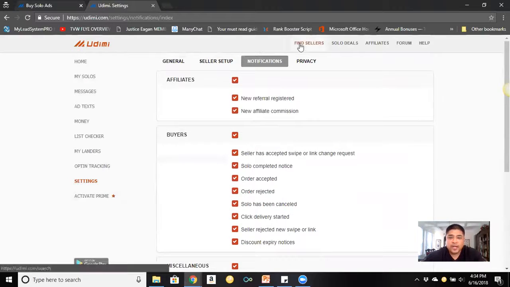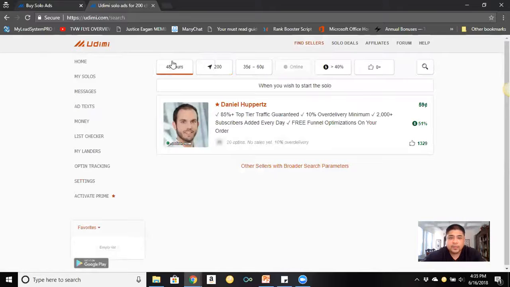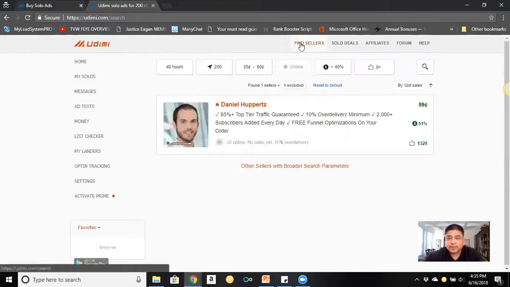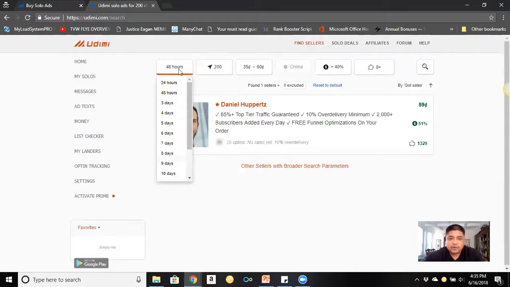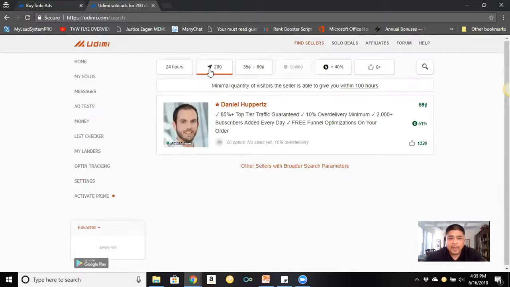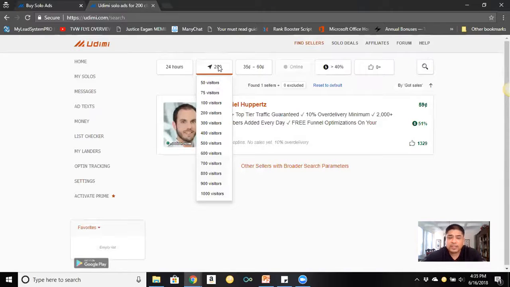I want to show you guys how to actually go and choose a vendor and how to run a solo ad. Okay, so to find a vendor, here under find sellers, you can choose and filter. These are basically your filters, right? If you want to run a quick solo ad within 24 to 48 hours, or maybe have something run in 3 days, you can choose whatever one you want. So say you want to run a solo ad in 24 hours. And here you can choose how many clicks or visitors that you want.